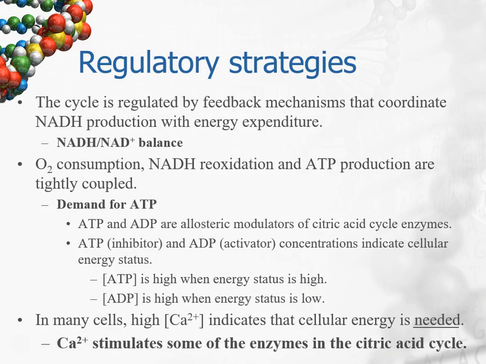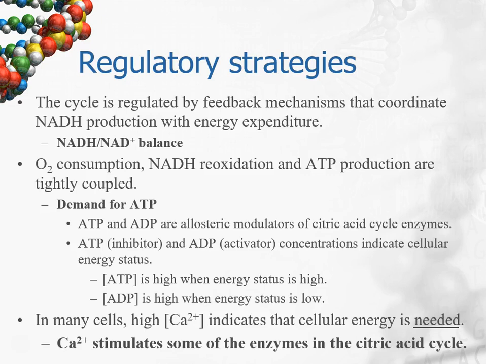Okay, so let's look at the regulatory strategies, because we want to be able to reason them out and not memorize them. NADH and NAD plus balance is going to be important. If you think about the citric acid cycle, it's an NADH producing pathway. We will find out in the next chapter that NADH will funnel into electron transport, and then oxygen will be consumed. Oxygen is the final electron acceptor in the electron transport pathway. That occurs with concomitant production of ATP in oxidative phosphorylation. So that's going to come down to the demand for ATP.